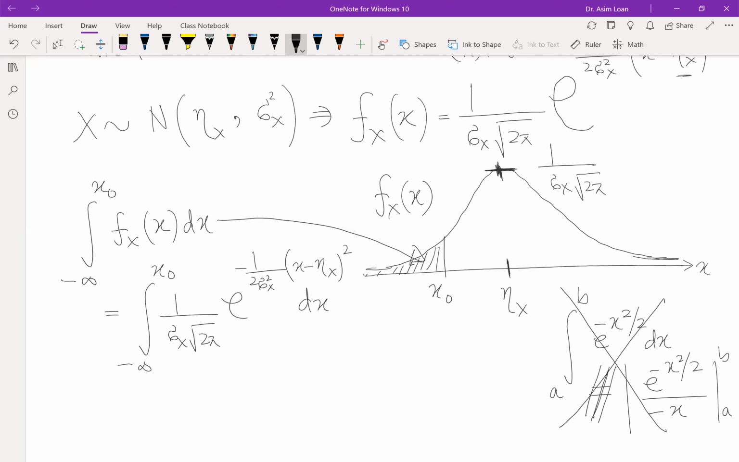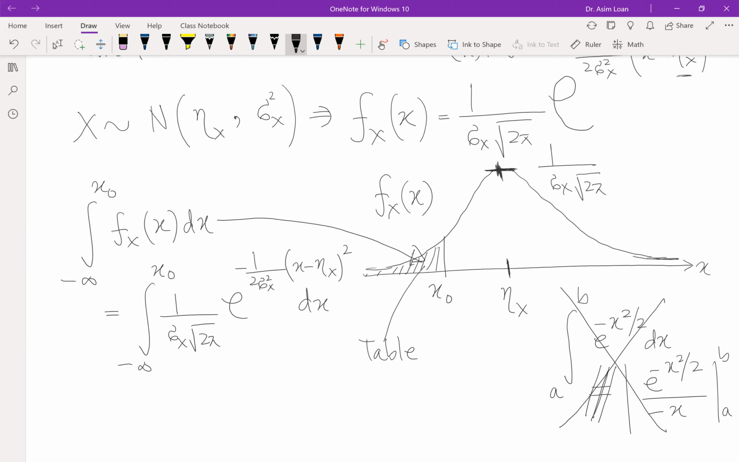So there are some integrand functions which you cannot analytically integrate and evaluate, and you have to do numerical integration. This is one such function. So there are tables to find what this area is.